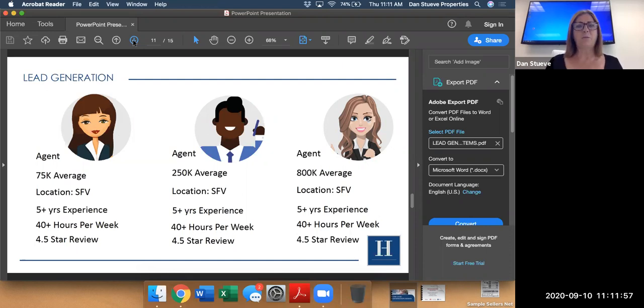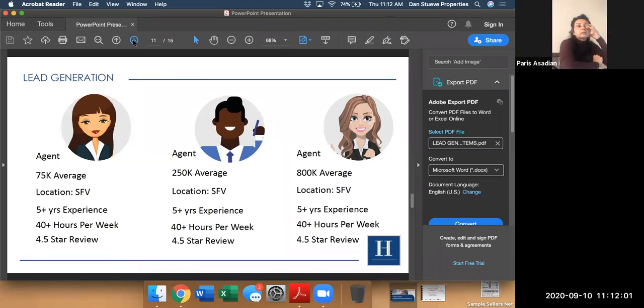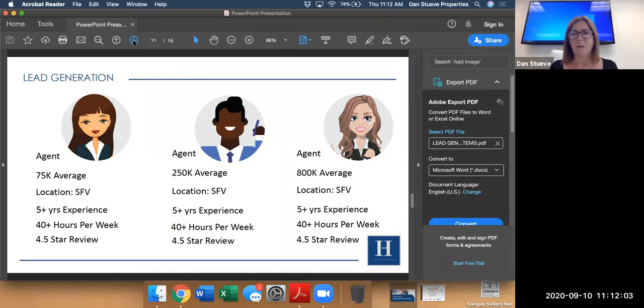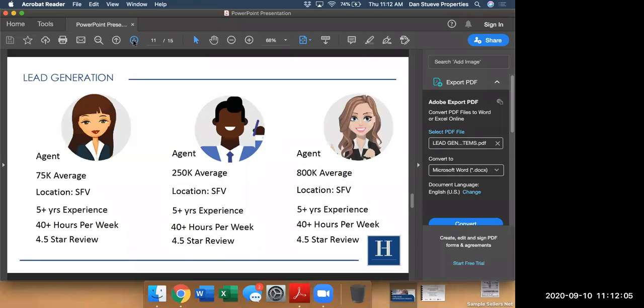Tell me the difference between agent number 1 and 2. At least tell me the difference between generation number 1 and 2. Can you tell me that? What about 1 and 2? Follow up. Okay, follow up. Sure, that's one of the things.